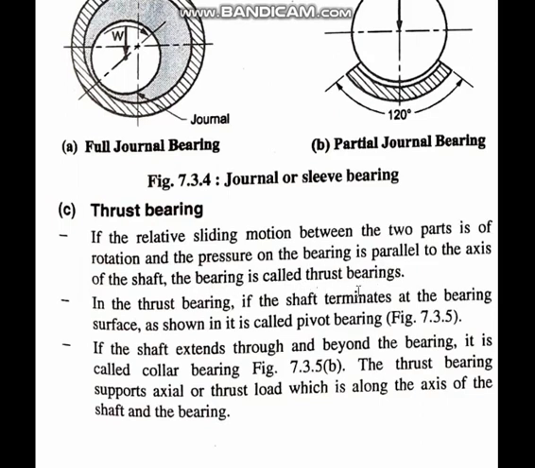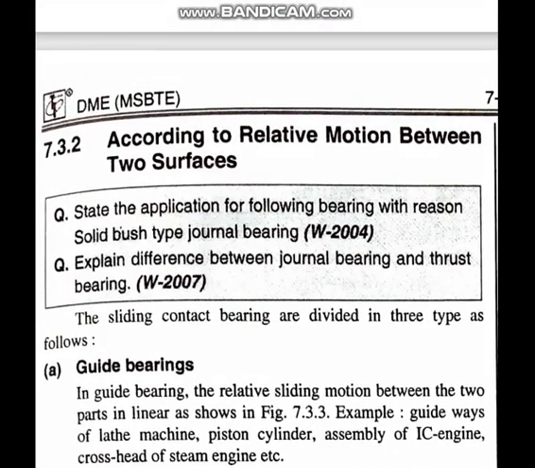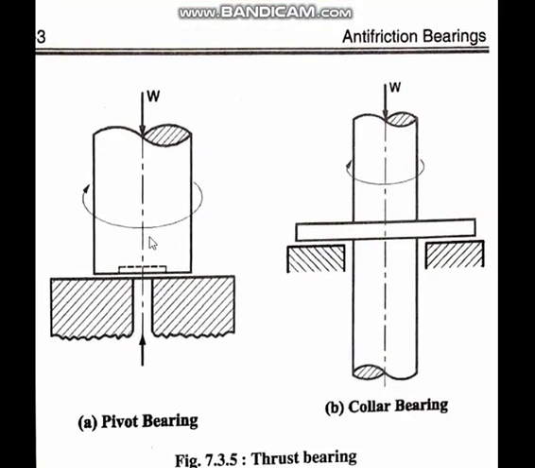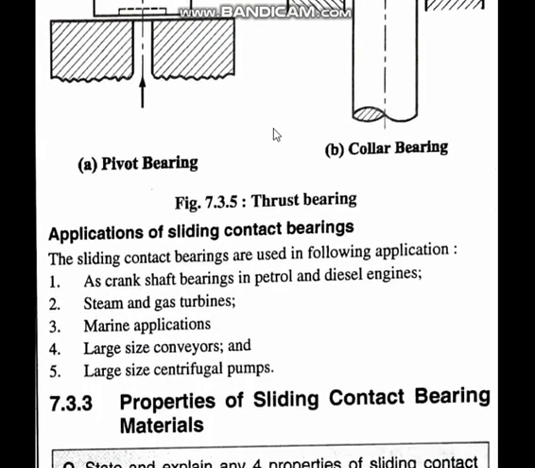That's what I said. If from the sides a thrust is coming, and you are able to bear it, like this. See, the load is coming like this also, and you are bearing. Then this kind of bearing is a pivot bearing. This is a collar bearing. See, the collar is the thing that is supporting. Such kinds of bearings are called thrust bearings. So some of the bearings can bear radial load also, and the thrust side thrust also it can bear.